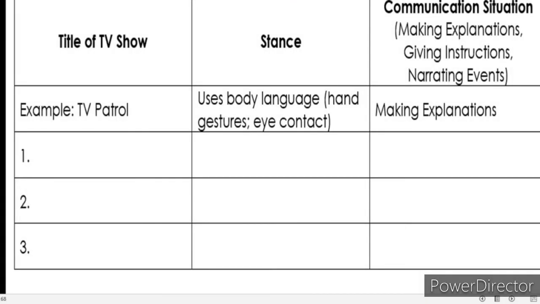You are going to think of TV programs that you often watch. It is important that you are very familiar with the TV programs because you will need to use them to do the next activity. So we have the title of the show, stance, and communication situation. Example, TV Patrol. Under the column of stance, we have body language, hand gestures, eye contact. Under the column communication situation, you are just going to use whether it is making explanation, giving instruction, or narrating events. So TV Patrol is making explanation.